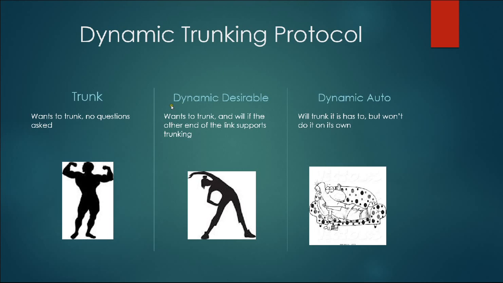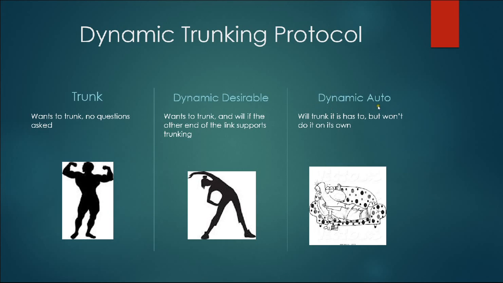And basically in this mode, if the other end can trunk, then we're going to trunk. If not, we're not going to trunk. If a trunk port is connected to a dynamic desirable port, a trunk will still be formed because this guy is always trunking. This guy will trunk if the other side can trunk, and that would be the case, so a trunk would be formed. 2 dynamic desirable ports hooked together would trunk because they both want to trunk and they both can trunk, so they will.